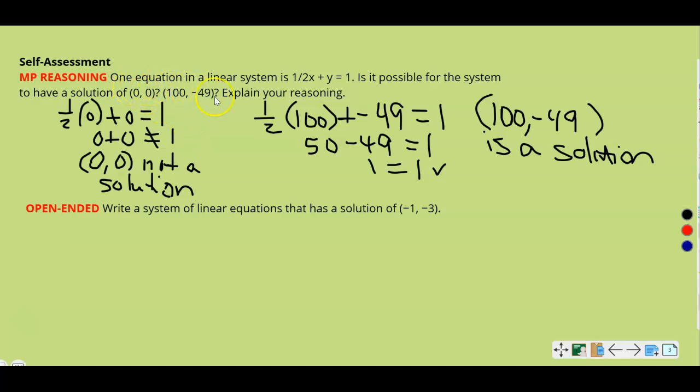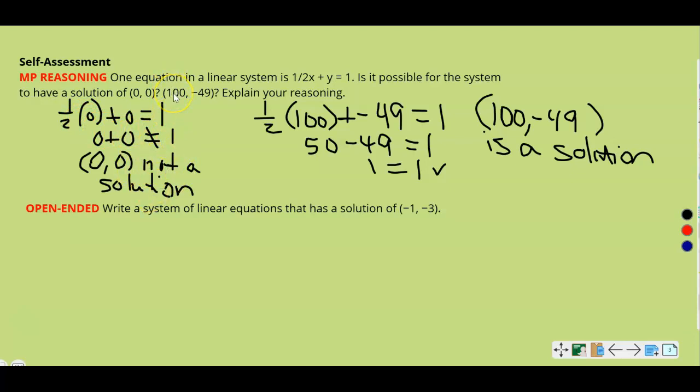All right, the first one says one equation in a linear system is 1/2 x plus y equals 1. Is it possible for the system to have a solution of (0, 0)? All right, so I plugged in (0, 0) to my equation, and 0 plus 0 does not equal 1. So (0, 0) is not a solution.